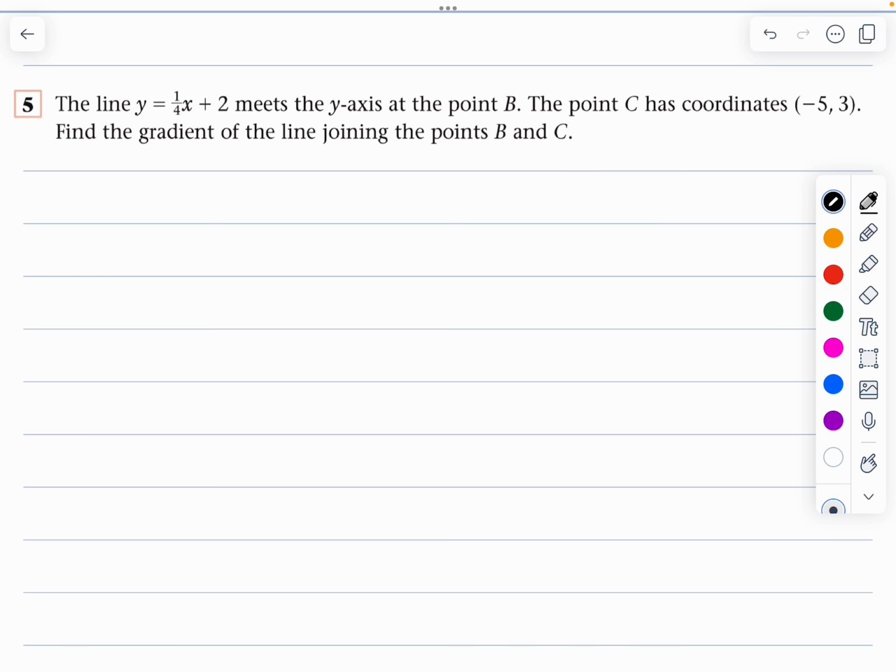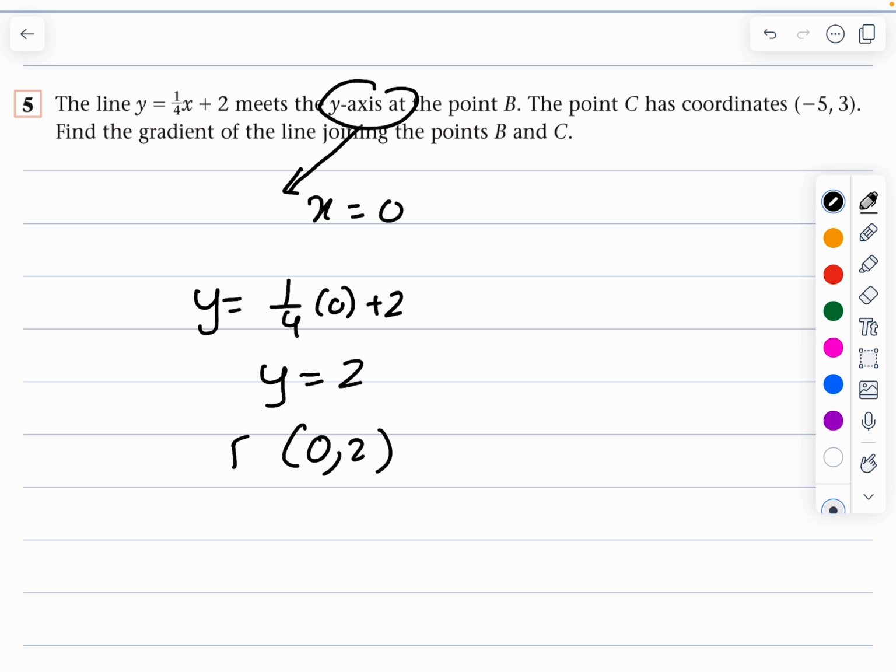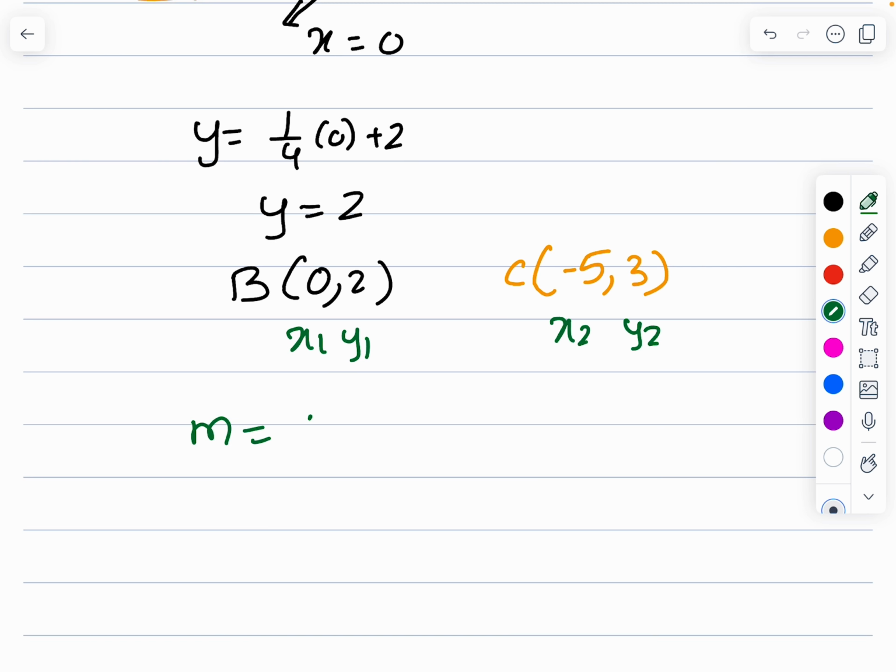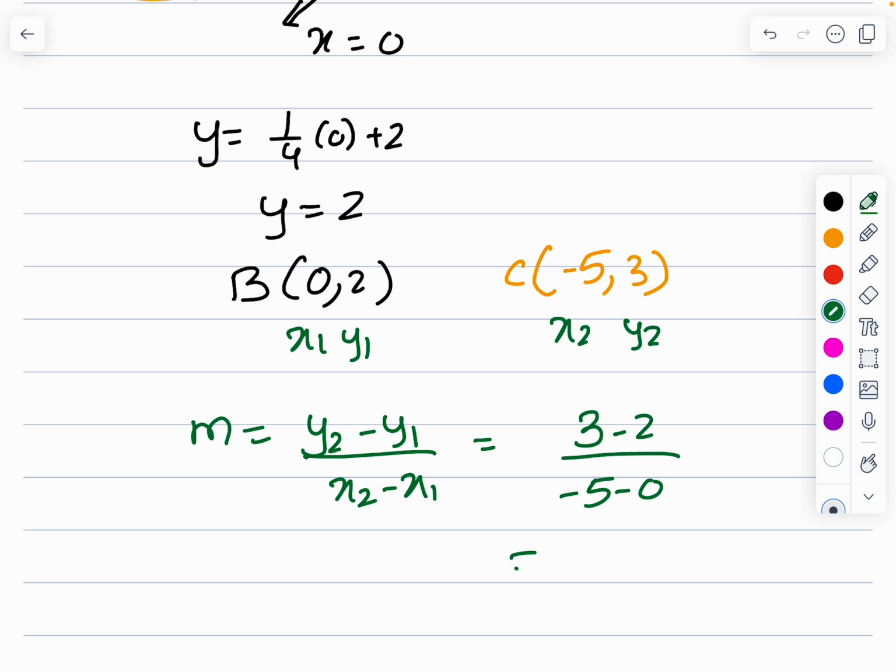Question number 5. Meets y-axis. Y-axis means x equals 0. Y equals 1 upon 4 times 0 plus 2. Y equals 2. (0, 2) is point B. Point C, what is point C? Negative 5, 3. Find the gradient. So this is x1, y1 and this is x2, y2. So the gradient formula is y2 minus y1 upon x2 minus x1. 3 minus 2 upon negative 5 minus 0. 1 upon negative 5. That's going to be the gradient.